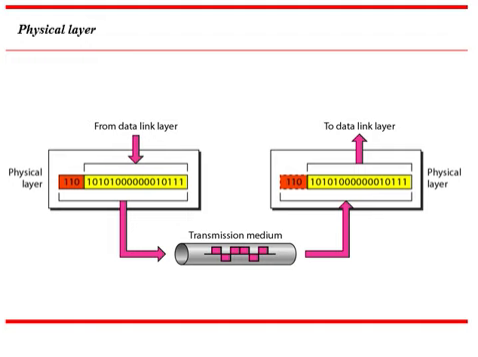In this layer it receives the frames from the data link layer and converts them into bits. These bits can be transferred to the receiver using the transmission media, and these bits can be forwarded in the form of frames to the data link layer.